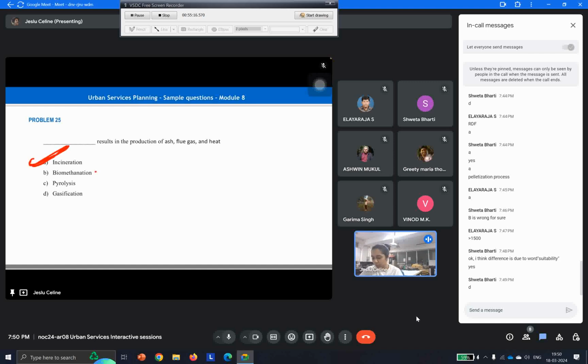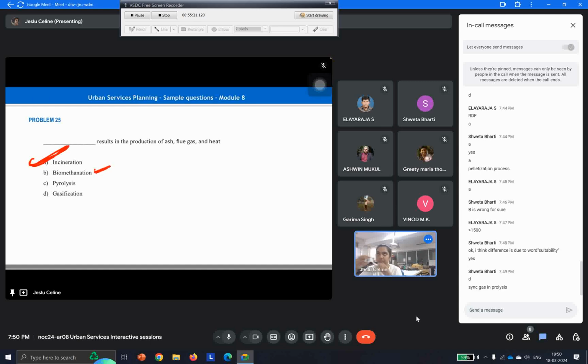And biomethanation, we know that we learned different elements which are coming out of it. Yeah, syngas in pyrolysis, correct. And gasification, what were the things coming out of gasification? There are more constituents coming out of gasification. It's not just these three. Incineration is the easiest thing, where you get ash and heat and some gas out of it. So, yeah, incineration is the answer to this one.